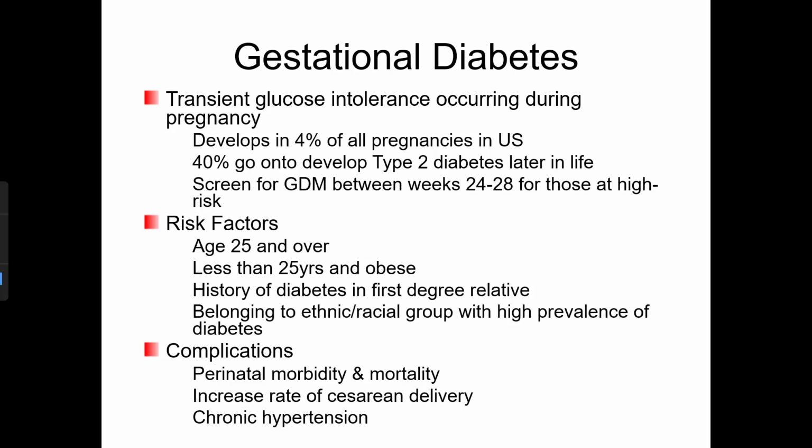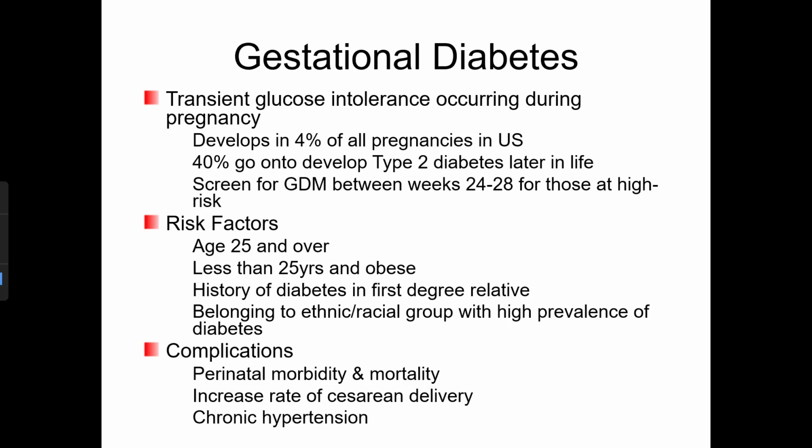Gestational diabetes. So it's transient glucose intolerance that occurs during pregnancy. It develops in 4% of all pregnancies in the United States, but 40% go on to develop type 2 diabetes later in life. Screening for gestational diabetes mellitus happens between 24 to 28 weeks for those at high risk. So with gestational diabetes, it's usually when the mother gains a significant amount of weight, or gaining a significant amount of weight leads to the increased likelihood that they're going to have gestational diabetes.